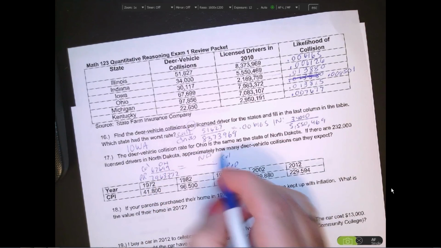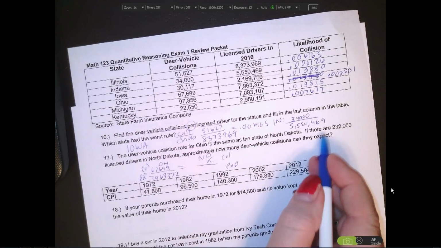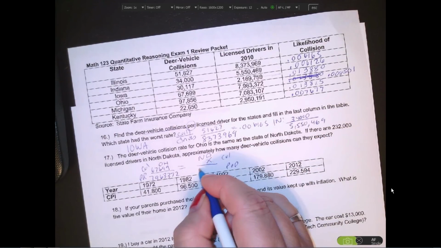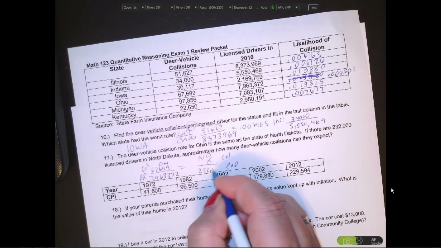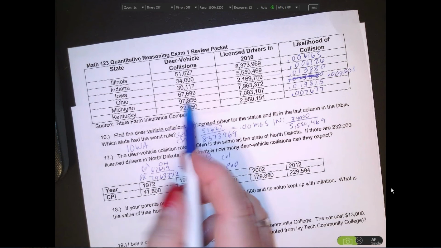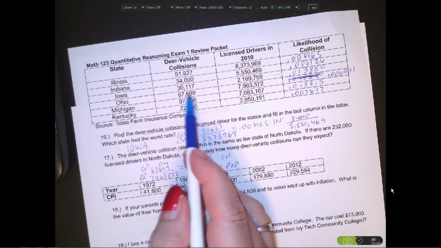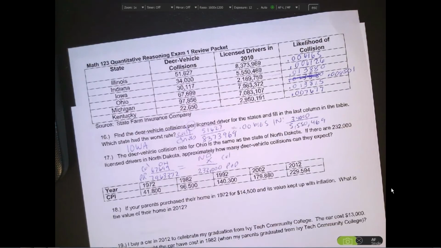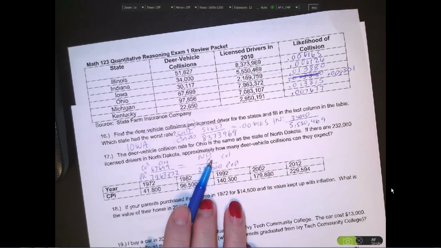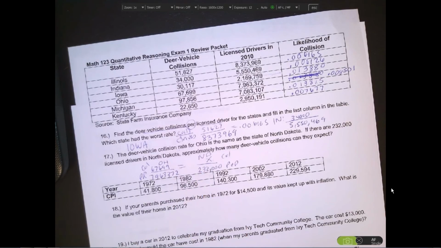Okay, we don't know, we're looking for how many accidents if there are 232,000 licensed drivers. Now a lot of times they'll ask you about one on the chart and you just pretend you don't know and you're going to say what would it be if it were like Ohio. You would still, even though there was a number, leave it blank and use the population. Now we just cross multiply.